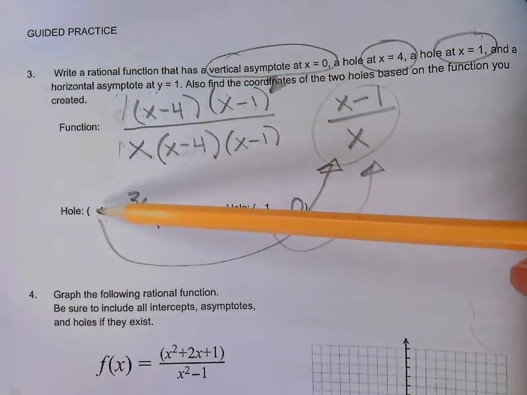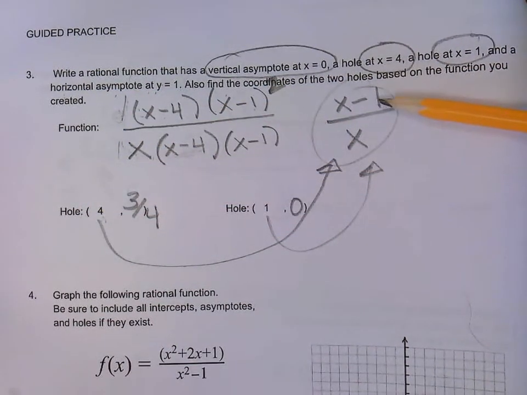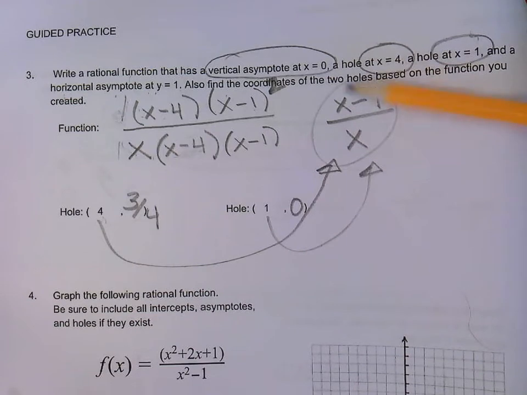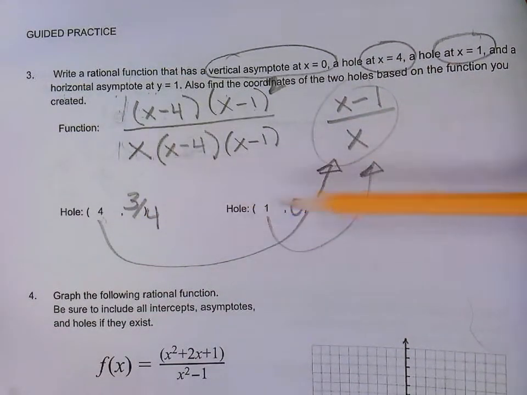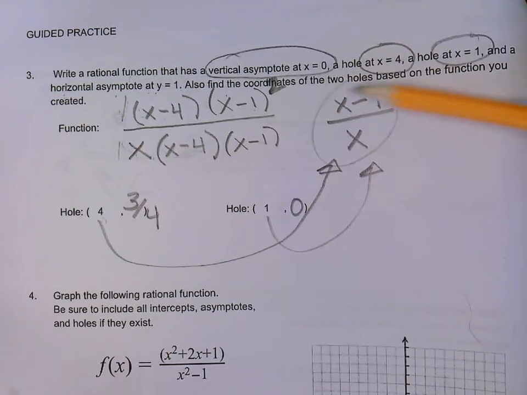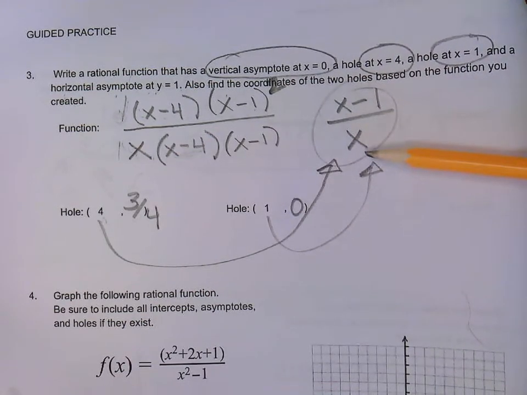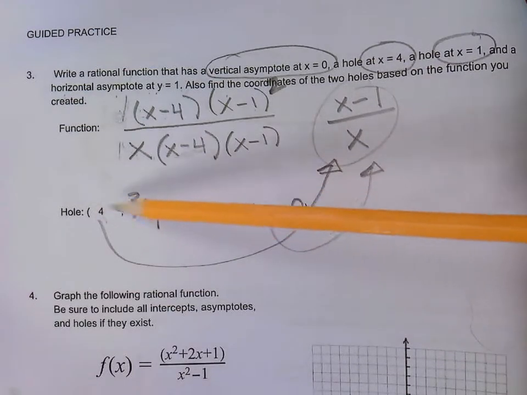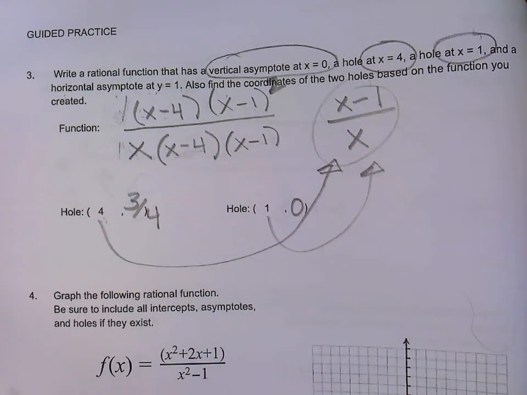So if I plug in 4, 4 minus 1 is 3 over 4, 3/4 is what I would get. And then when I plug in 1, 1 minus 1 is 0 over 1 is 0. So my holes would occur at (4, 3/4) and (1, 0).